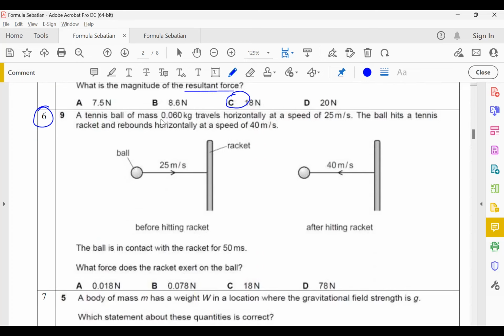It says that a tennis ball of 0.06 kg travels horizontally at a speed of 25 meters per second. So this is my mass, right? And this is my initial velocity, right? The ball hits a tennis racket and rebounds horizontally with a speed of 40 meters per second. This is my final velocity, right? The ball is in contact with the racket for 50 ms.